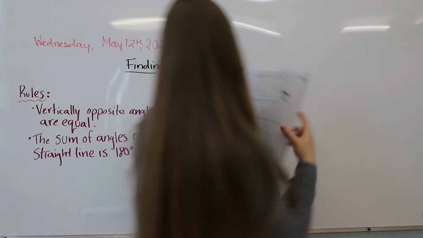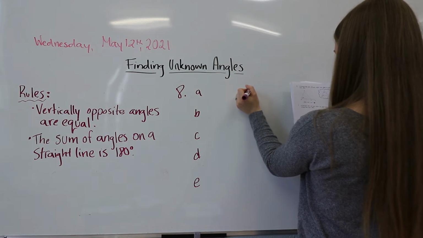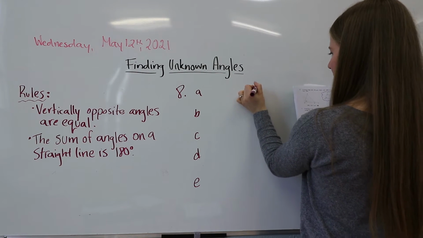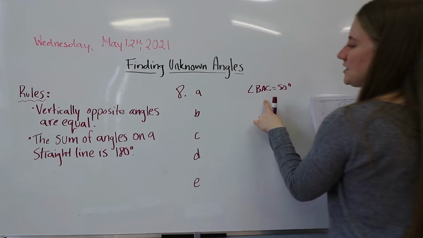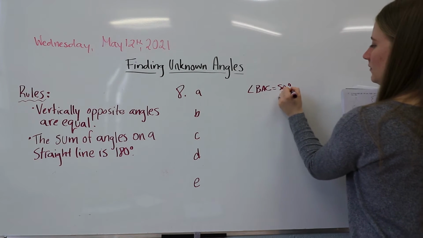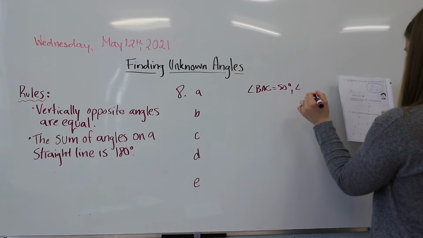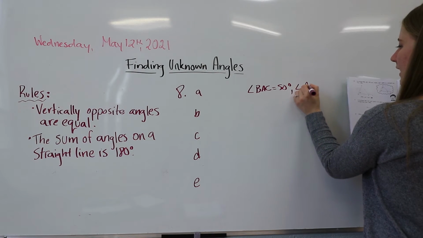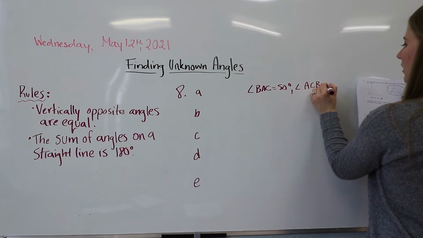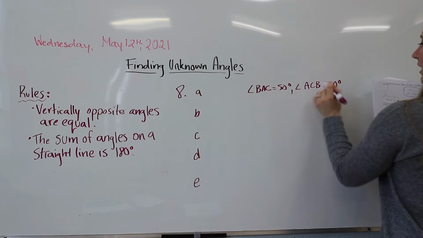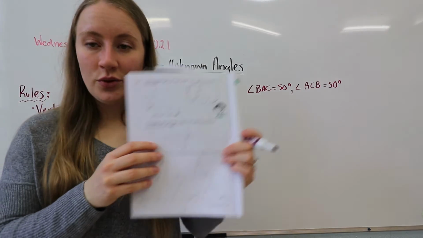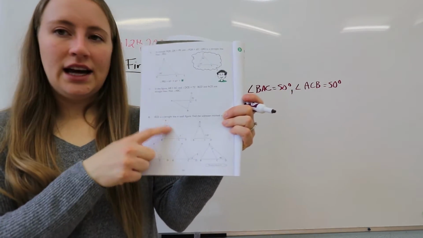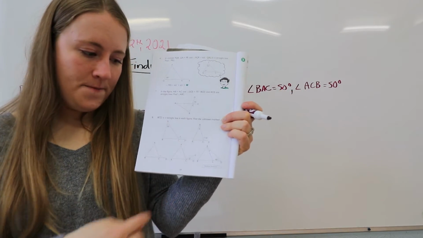Okay, so for A, we have angle BAC equals 50 degrees. That's given to us. But angle ACB also equals 50 degrees. And we found that out because we know our isosceles triangle rule, okay? With the equal sides and the equal angles, okay?